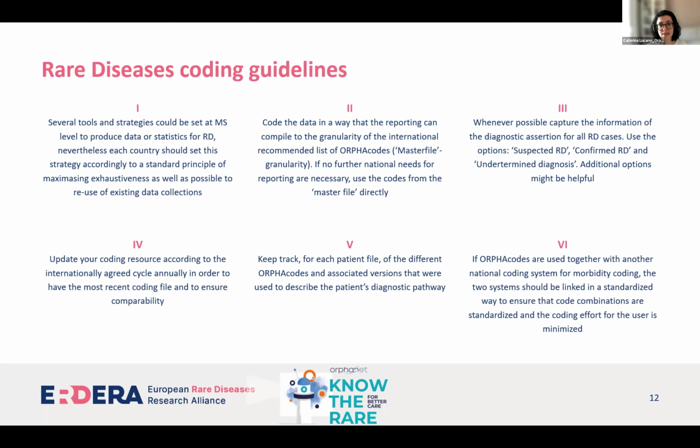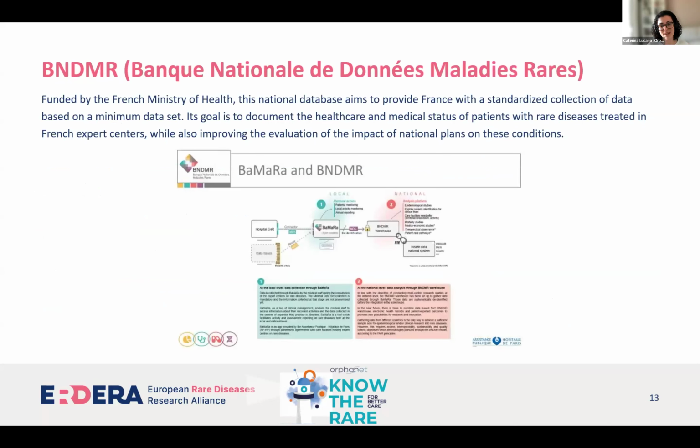Then you have specified rare disease coding guidelines, and I've put them here. That's 6 guidelines that you have to know, and I'm going through each and every one of the 6 guidelines now. I'm going to pick up examples, not really big examples, but just showing you a couple of things, and as an example system, I will show you the example of the BNDMR.